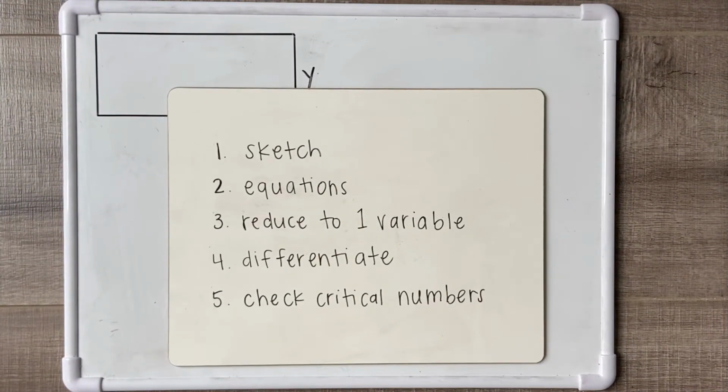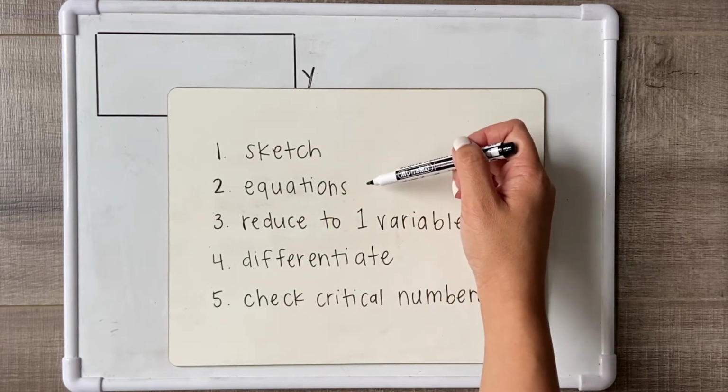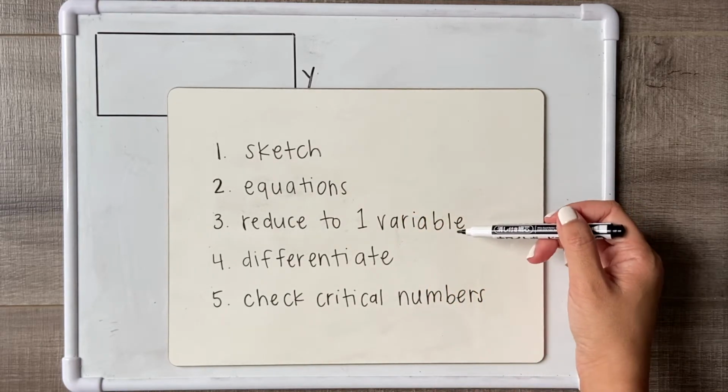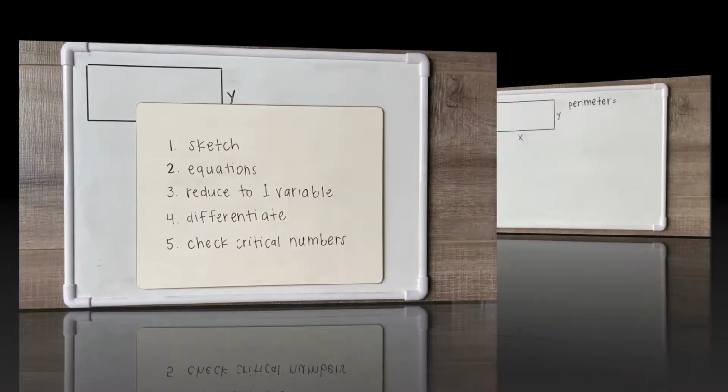So usually when I do optimization problems, I follow these basic steps. 1. Sketch the figure, 2. write down equations, 3. reduce equations to one variable, 4. differentiate, and 5. check critical numbers. But we'll go over these steps as we do the problem.